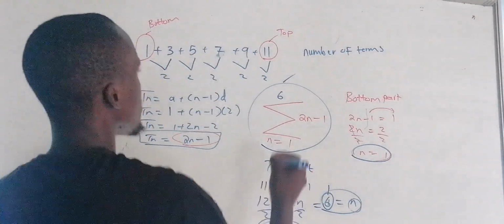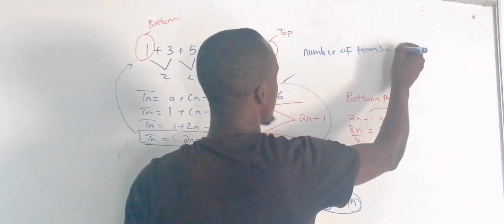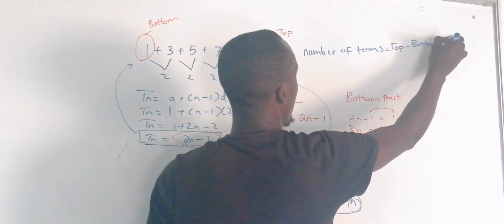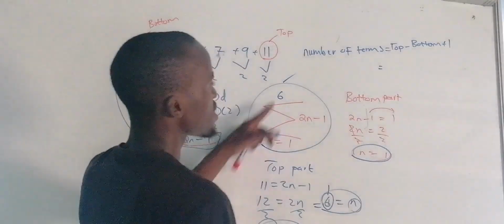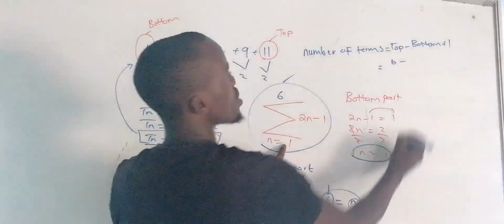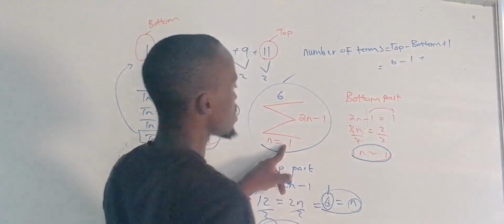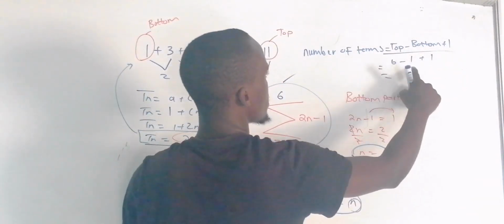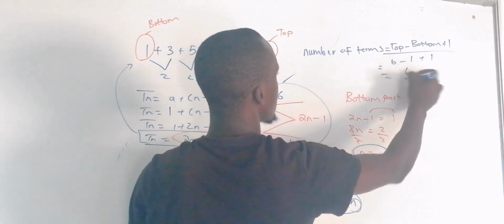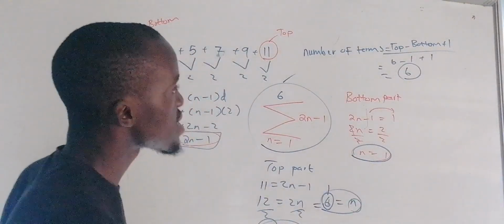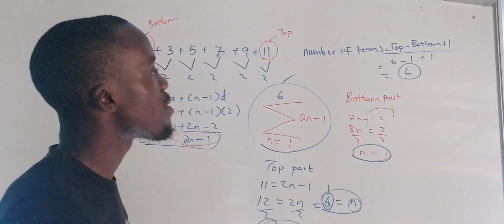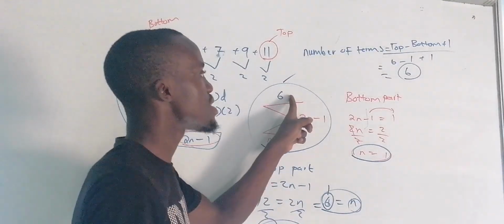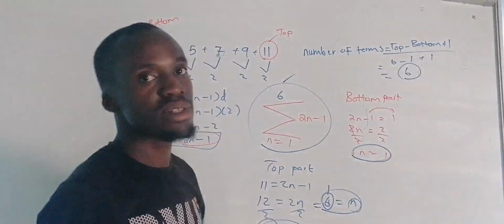Now they can ask you to calculate the number of terms. The number of terms equals top minus bottom plus 1. The top part is 6 minus the bottom, which is 1, plus 1. This is the formula. So it will be 6 minus 1, it's 5, 5 plus 1, it's 6. Meaning that you have 6 terms here. We'll be asked to calculate the sum of 6 terms. Maybe someone will ask me, why didn't I take this 6, since we got the number of terms as 6 there?